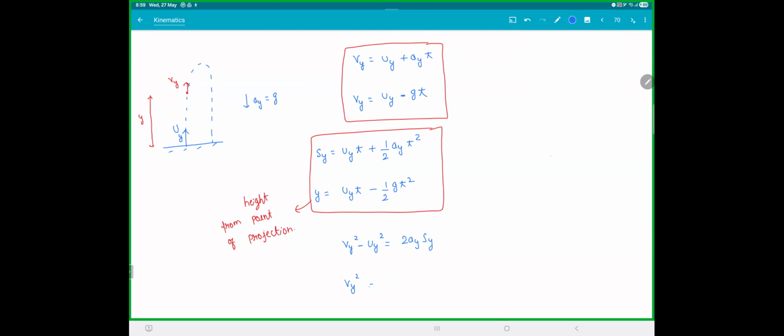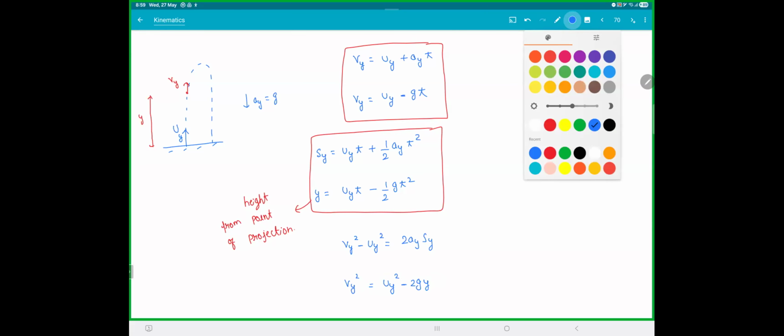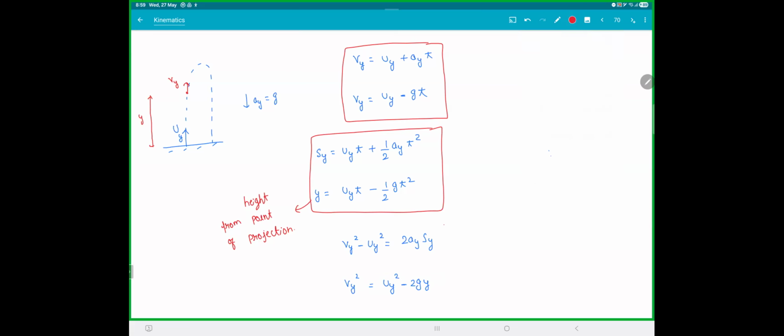Or I can write like this. There, did you see how the three formulas changed? You have just written everything in the y direction.